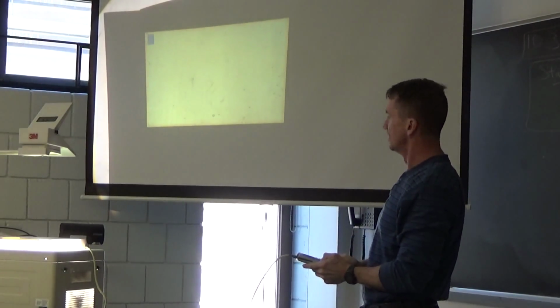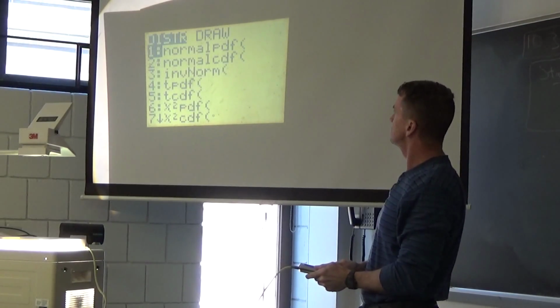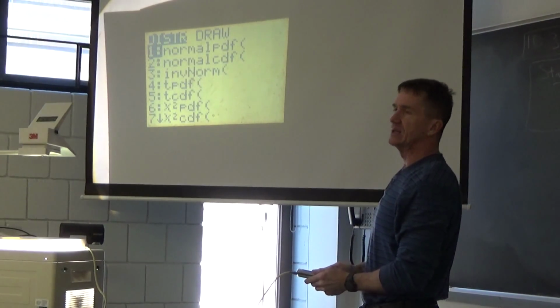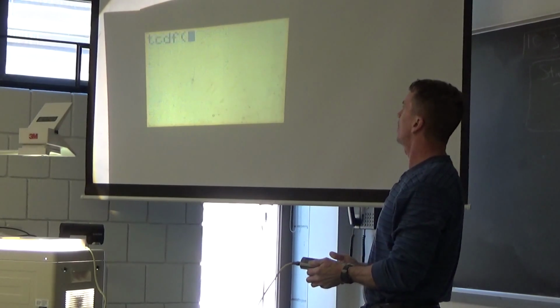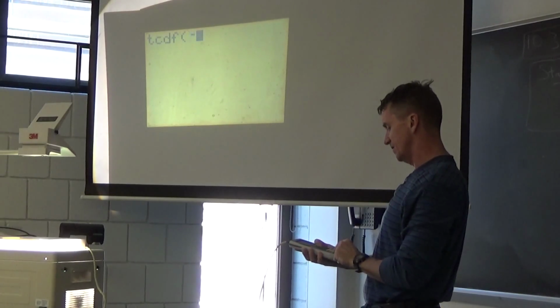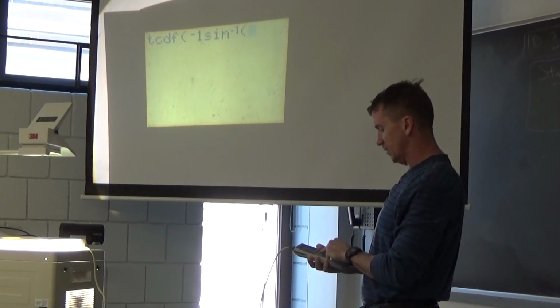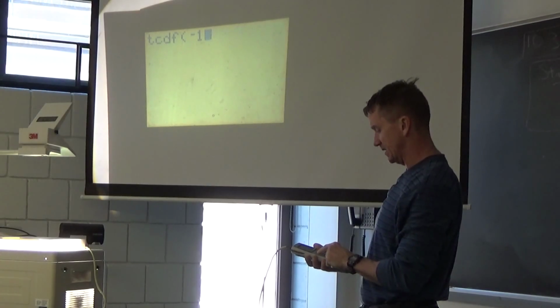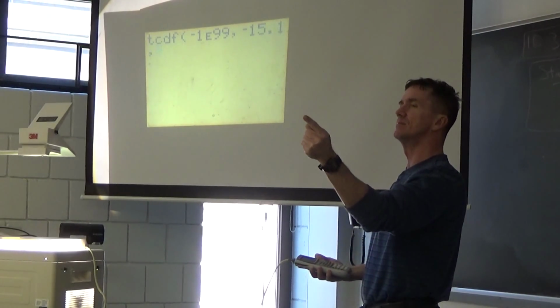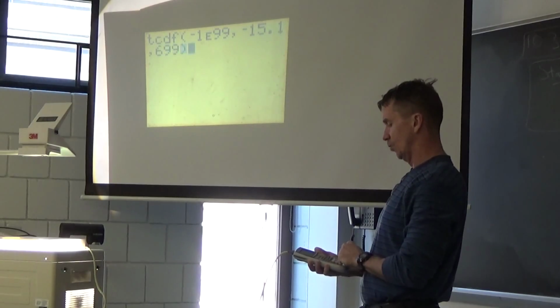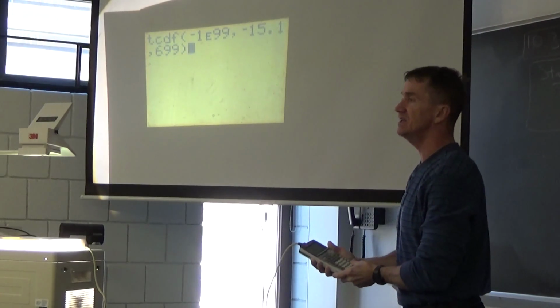So let's go to here. Second, I hit second bars. tcdf. Not normal CDF, but what? tcdf. All right, what's the lowest number? Negative 1E99. Whoops. Let me delete that. Negative 1E99, comma. Negative 15.1, comma. What's the degrees of freedom? 699. We're expecting something very small.